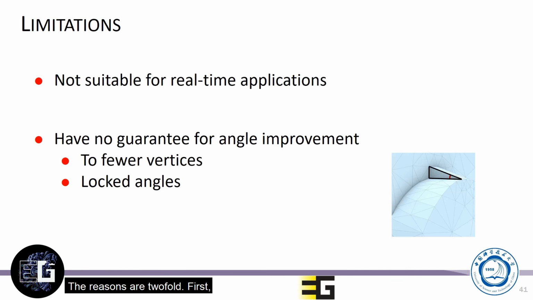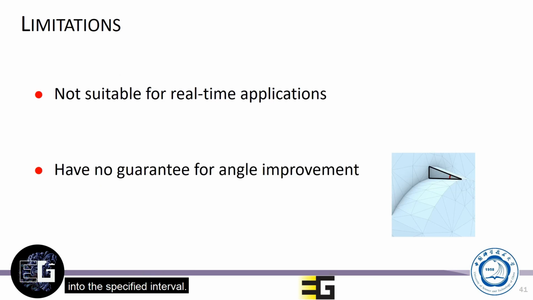The reasons are twofold. First, when constraining the resulting number of vertices to be smaller than a specified number, the degree of freedom is so limited that it cannot adequately improve the angles. Second, locked angles, such as angles between sharp features, cannot be changed due to the Hausdorff distance bounded constraint, thereby preventing all angles from being optimized into the specified interval.